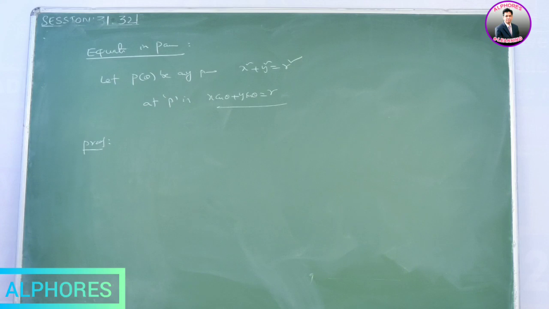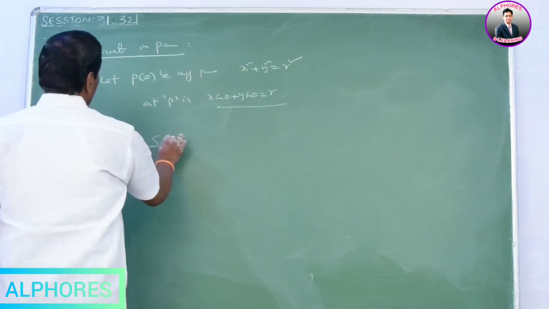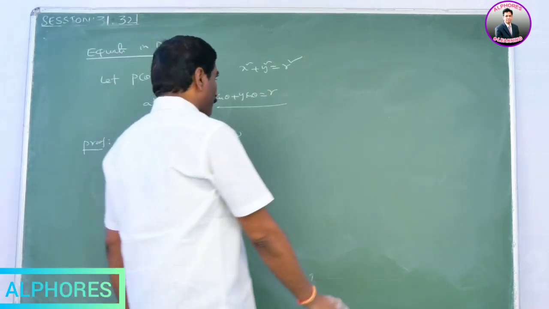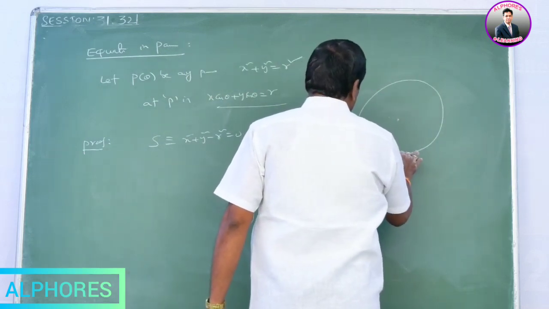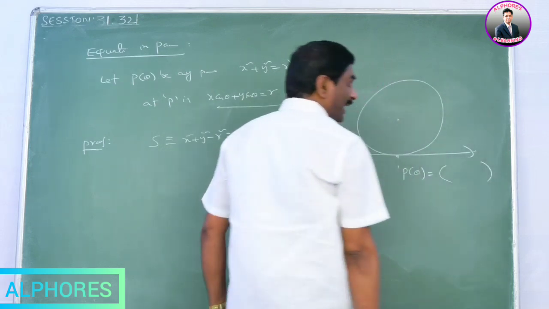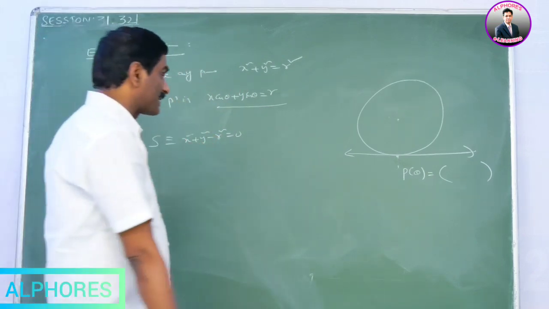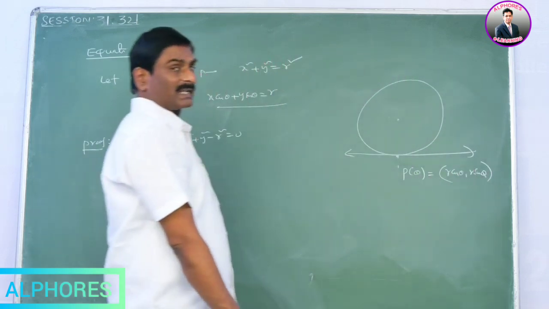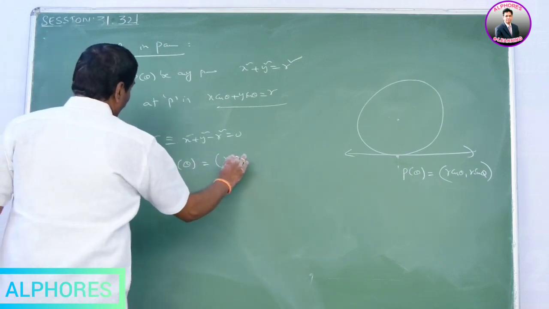Equation of the tangent in parametric form for the circle whose center is 0, 0. Here, what is S? S is equal to x square plus y square minus r square is equal to 0. Here, P of theta is one of the points on the circle. Say this is the tangent. P of theta means the corresponding point is h plus r cos theta comma k plus r sin theta. Here h comma k is 0, 0. That means P of theta is equal to r cos theta comma r sin theta, the point on the circle.